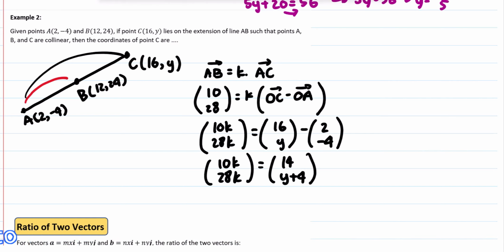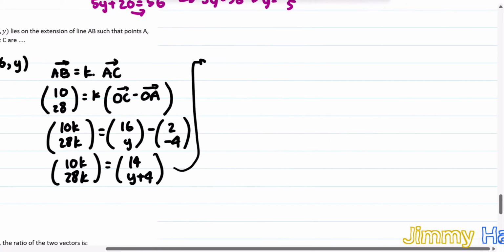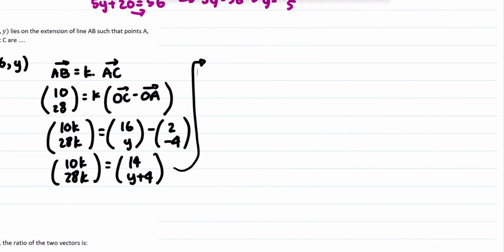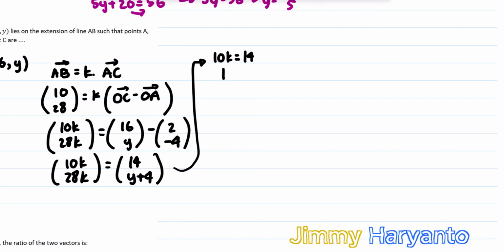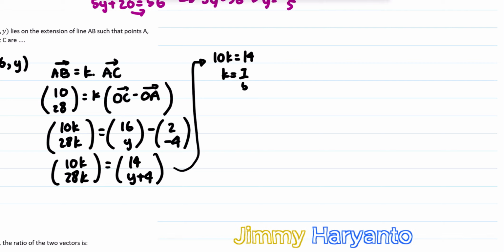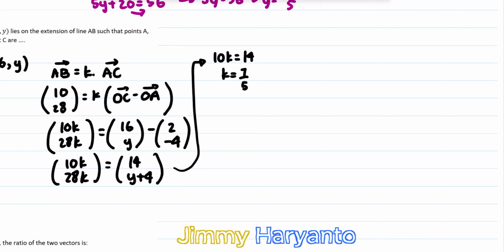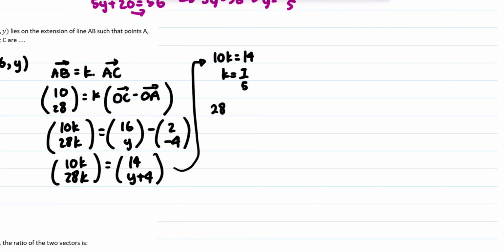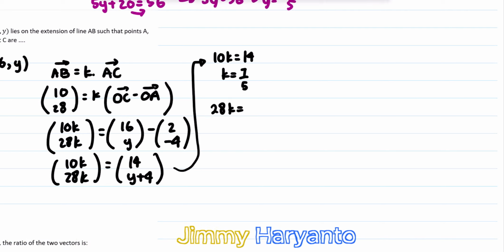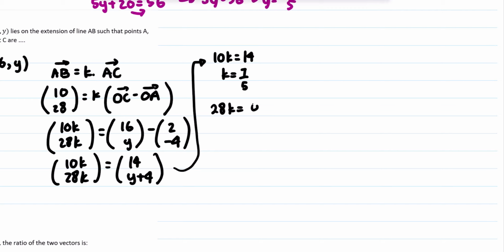And then we can separate the components to find the values of K and y. For K, we can get it from the i component. That means K equals 14 divided by 10. That means 7 over 5. And then next is from the j component. You will have 28K equals y plus 4.